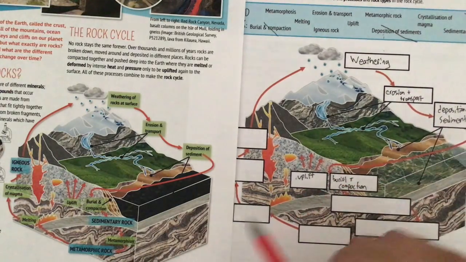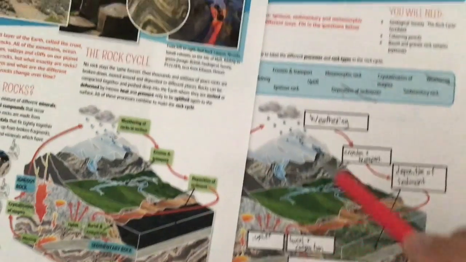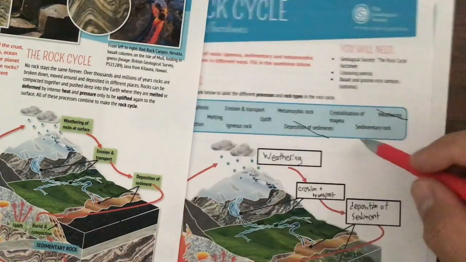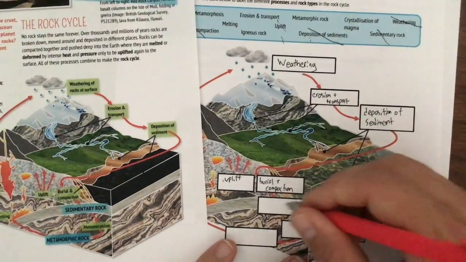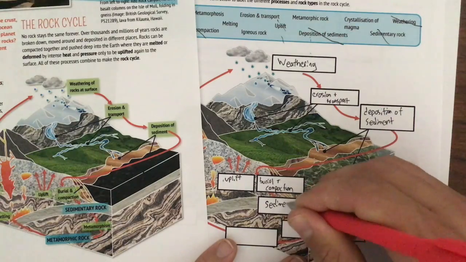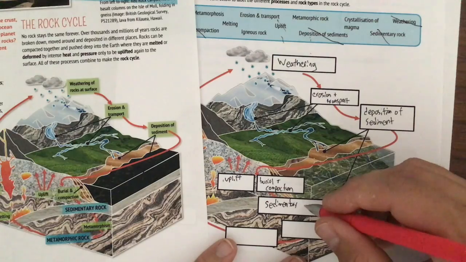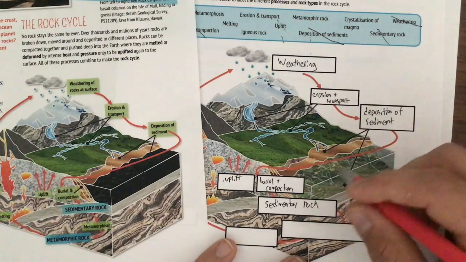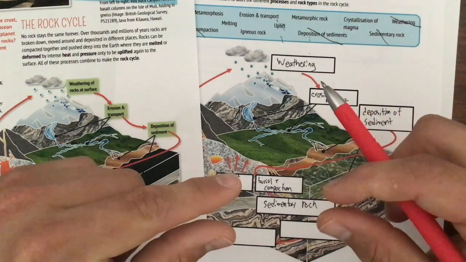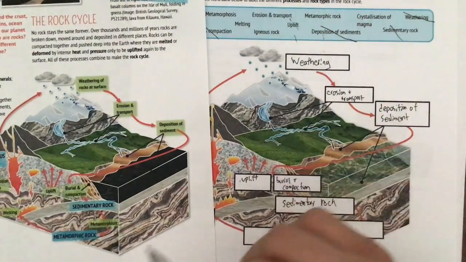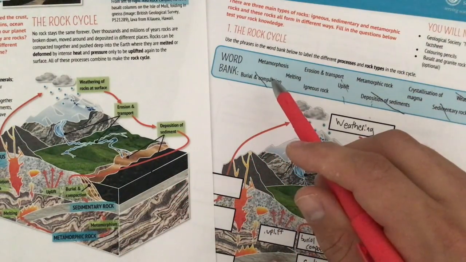All right, and then this next one is our first big one, and that is sedimentary rock. So we can get rid of uplift, and now sedimentary rock. Remember, this is the one that's packed down like a sandwich, like a panini press. You can see this layer of rock right here has just kind of been squished down. That's sedimentary rock.